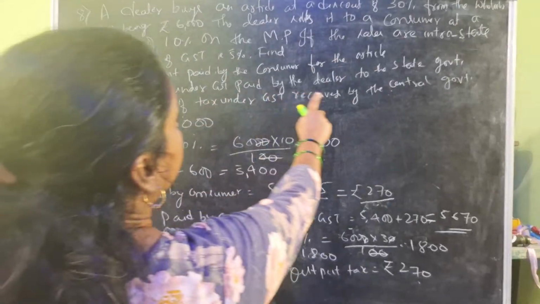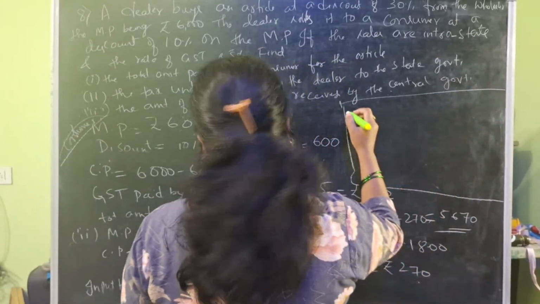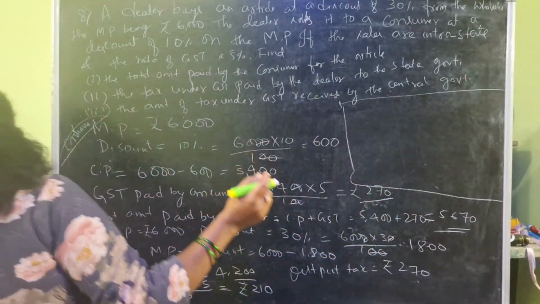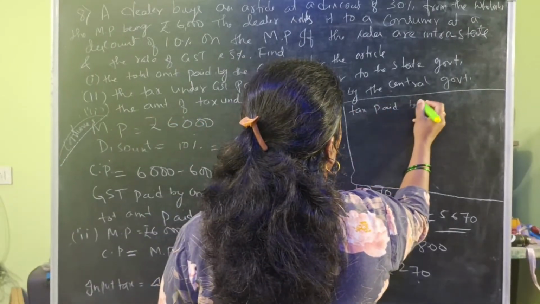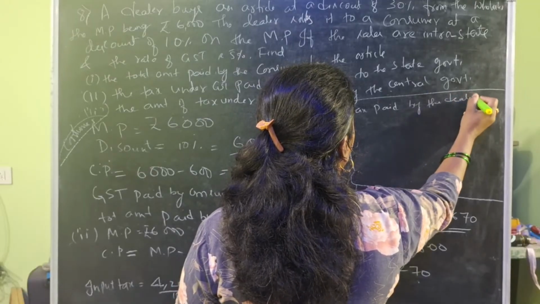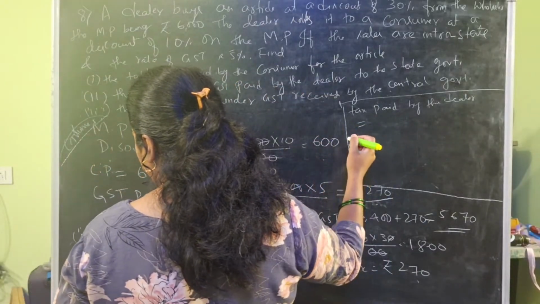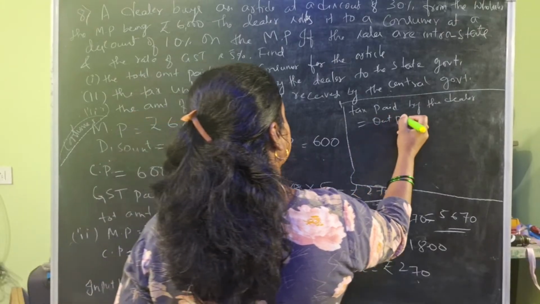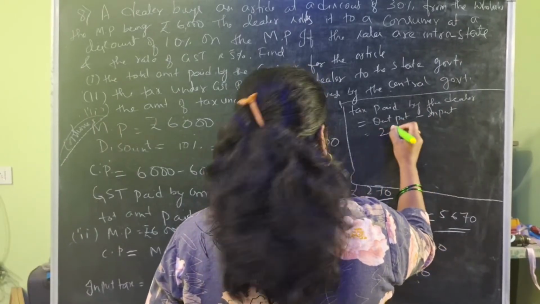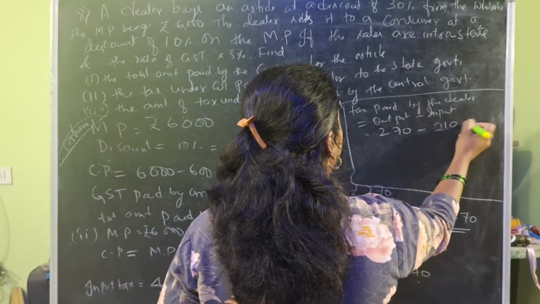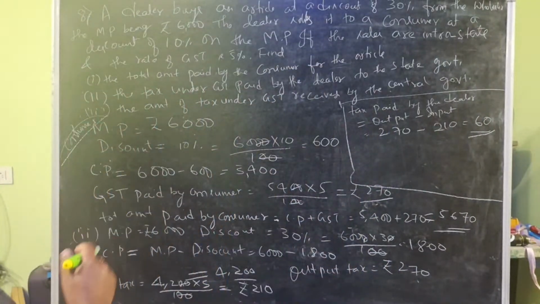Find the tax under GST paid by the dealer to the state government. That means tax paid by the dealer is equal to output tax minus input tax, which is equal to 270 minus 210, which is equal to rupees 60 is the tax paid to the government.